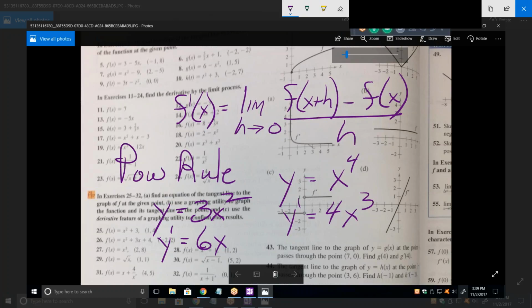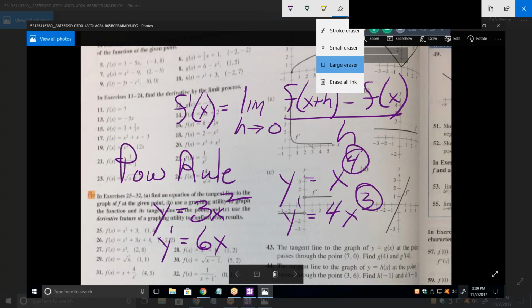Wait, hold on. Why wouldn't it be 6x to the 5th? Because you're always subtracting 1 from the exponent. In other words, I got from 4 to 3 by subtracting 1. So you just move the exponent to the coefficient and then make the exponent 1 less than it was? It's that simple. That's how you find the derivative? That's how you use the power rule to find the derivative.